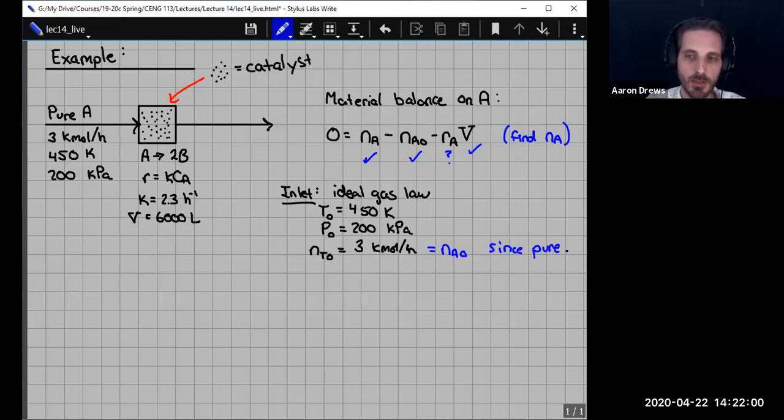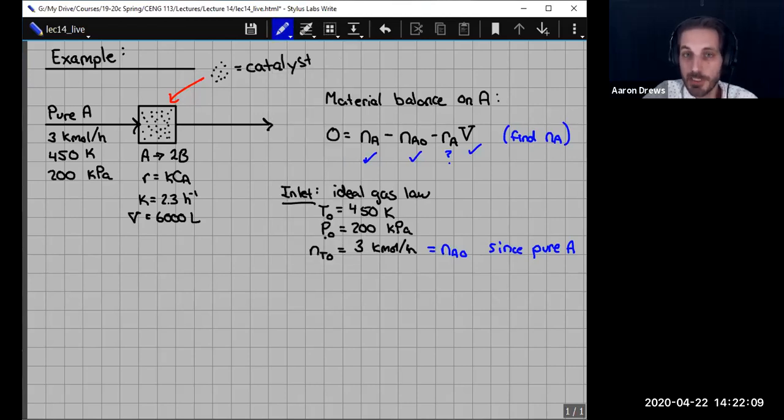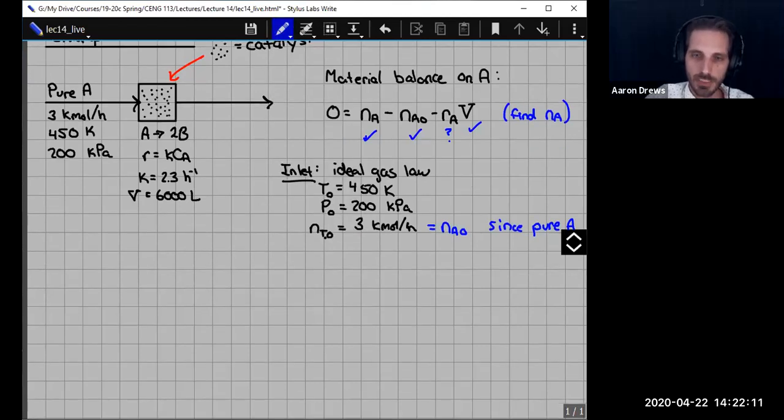If we're feeding more than one component in there, the N sub T0 will not be the same as N sub A0. So it just so happens in this particular case that I said it was pure A coming in, and so we got lucky there. N sub T0 is the same as N sub A0. We can then use the ideal gas law to calculate what the inlet volumetric flow rate is.